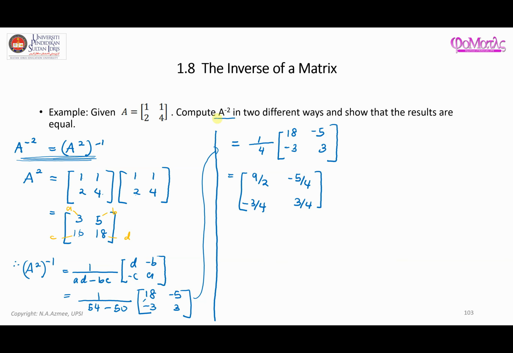Compute A, and here we have negative 2 in two different ways. So the first way is by considering first multiplying the matrix by itself, and then only you find the inverse of the matrix. Now let's focus on doing it the other way. Okay, so the other way is, well, I'm just going to write down the result here.